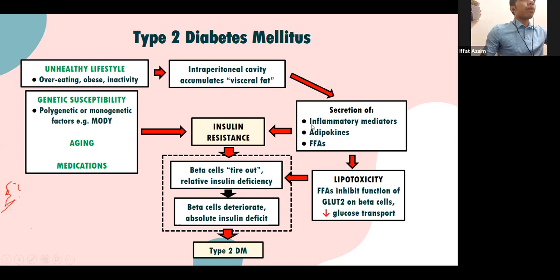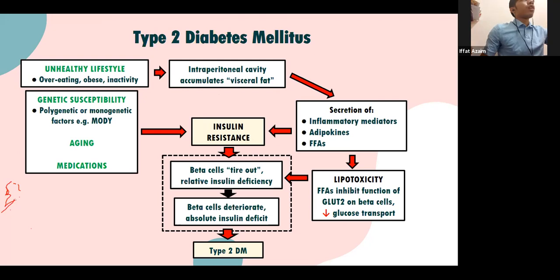Adipokines can be many types. Some can increase the insulin sensitivity. Some can reduce the insulin sensitivity. But in this case, it will reduce the insulin sensitivity, like TNF-alpha. And then also, these factors can cause insulin resistance, and when there is insulin resistance, the beta cells will try to compensate by producing more insulin. More insulin will be secreted.